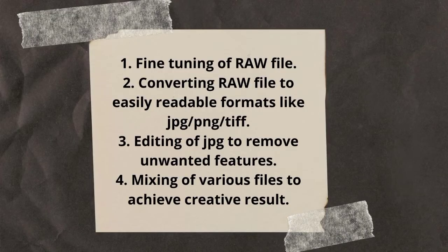These are the examples of post-processing. First, fine-tuning of the raw file. Second, converting the raw file to easily readable formats like JPEG, PNG, and TIFF. Third, editing a JPEG photo to remove unwanted features. Fourth, mixing of various files to achieve a creative result.